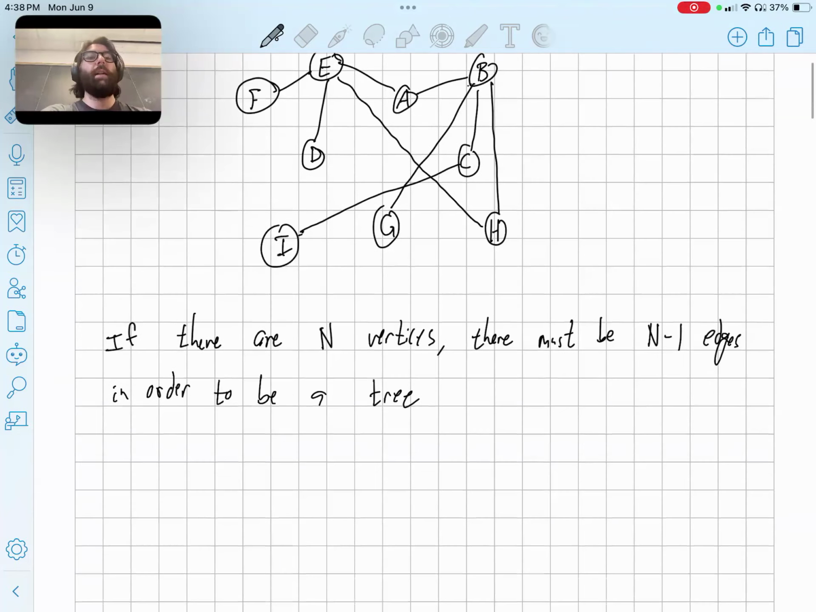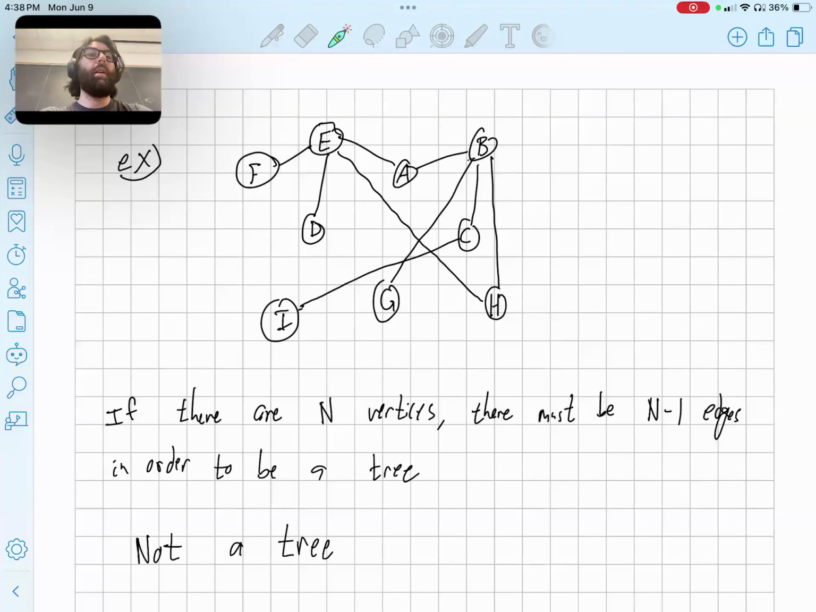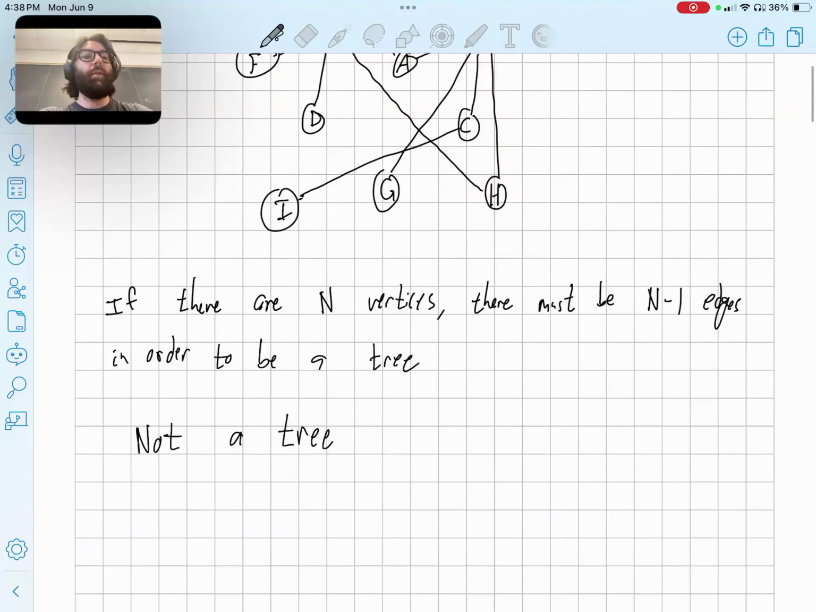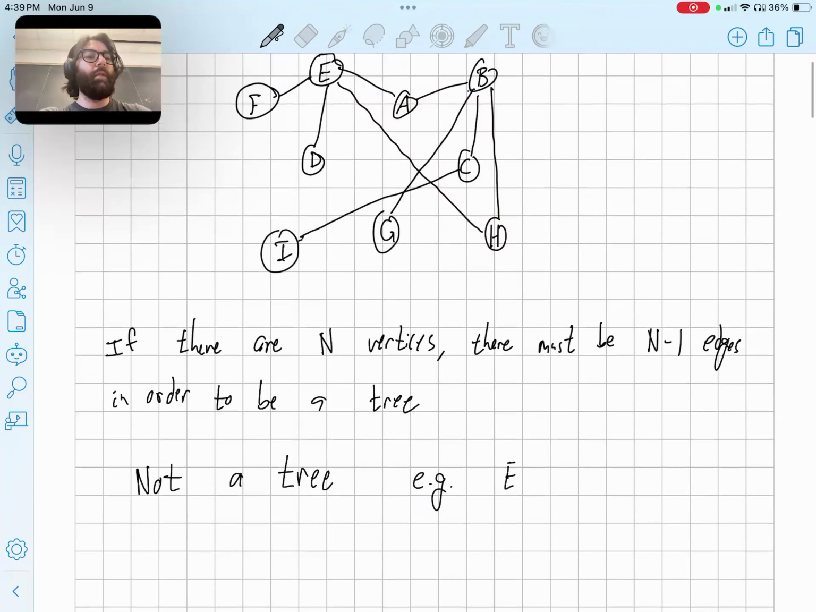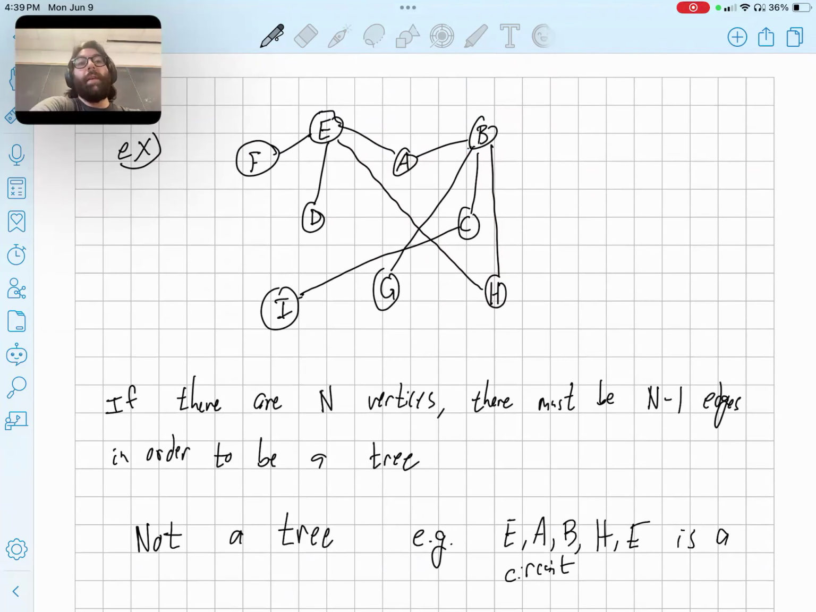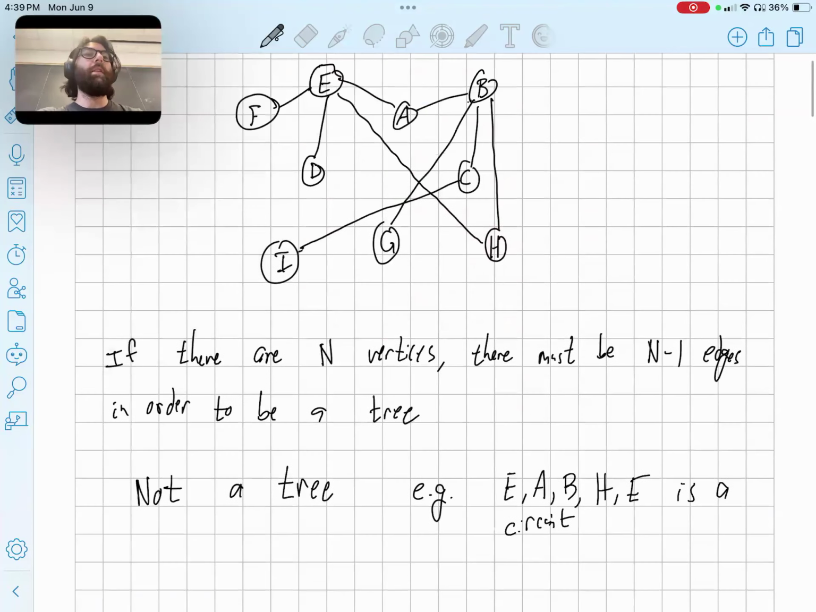Hopefully you've paused the video. This is not a tree. Why isn't this a tree? Well, first of all, there's many different reasons. One reason is we have a circuit, E, A, B, H, E. That's a circuit. So as soon as we have a circuit, we don't have a tree. But maybe you couldn't see that circuit. That's fine. Well, another thing we can do is we can count the vertices.